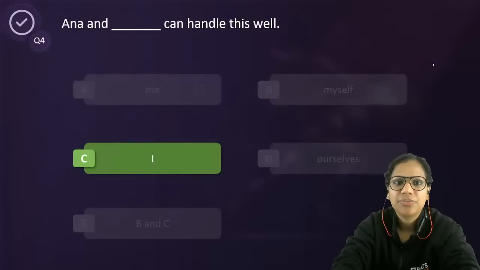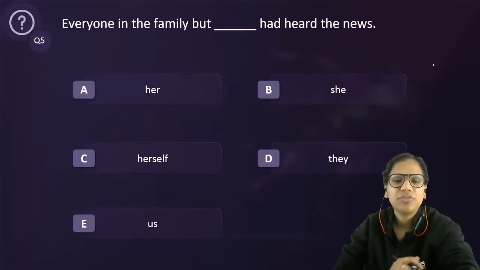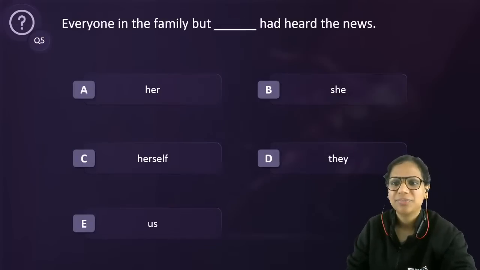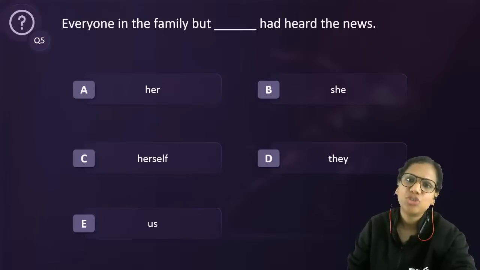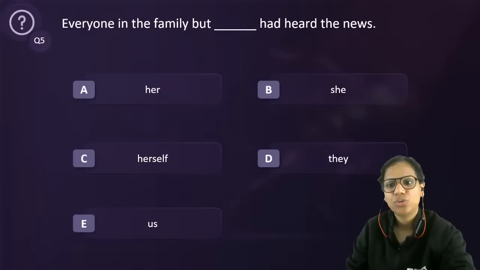Now, coming to the fifth question, let's see what you say. Yes, bench is a collective noun. Just like jury, bench is also a collective noun. Everyone in the family but Dash had heard the news.